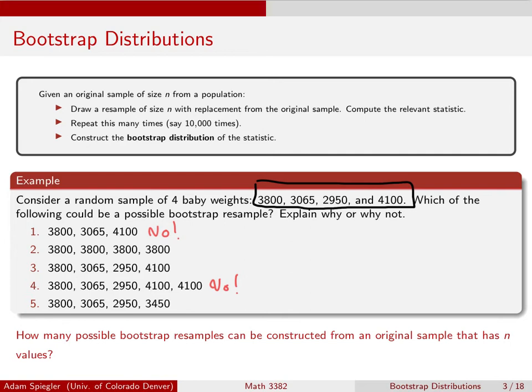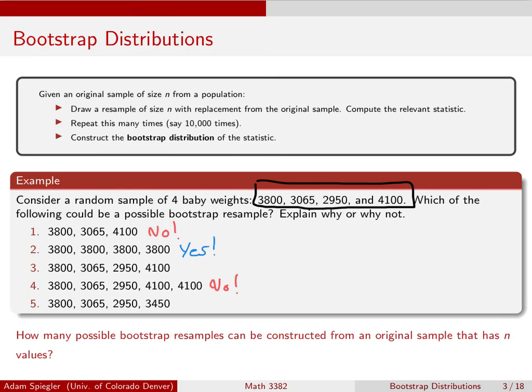Okay, so now let's look at 2, 3, and 5. Since they all satisfy that criteria, they all have 4 values in it. So in 2, we've got the value 3,800 4 different times. Could that be a possible bootstrap resample? Absolutely. So that would be a yes for 2. Because we're picking with replacement. So I could pick 3,800 first, I put it back in, I could pick it again, put it back in, and I could actually pick the same value 4 times. So that's definitely a possibility.